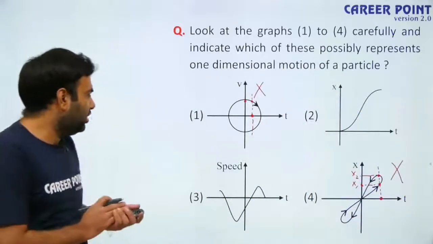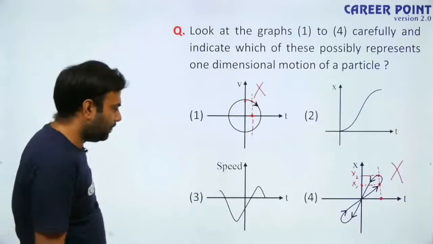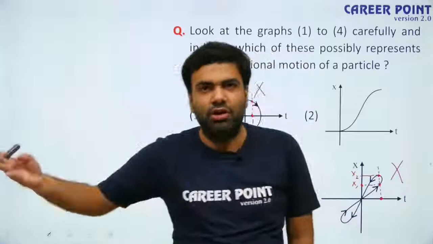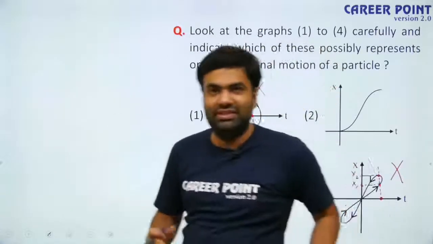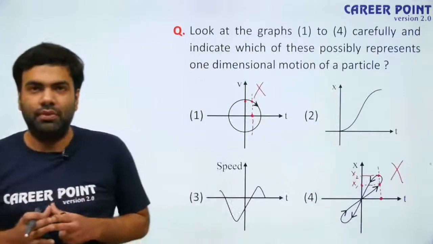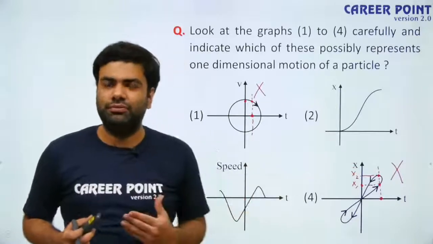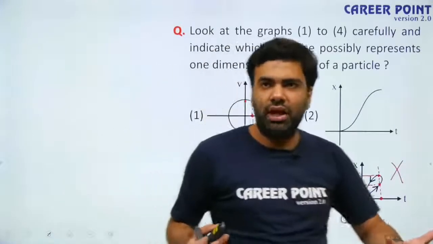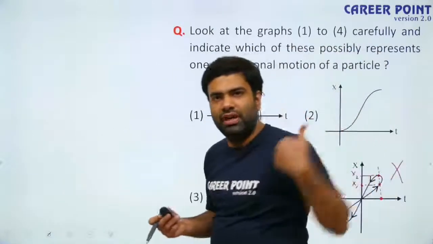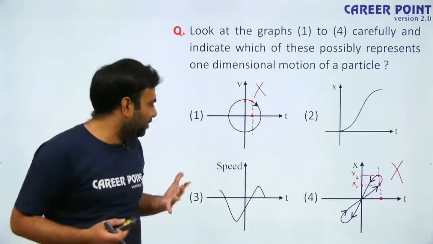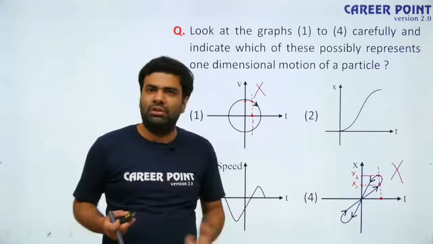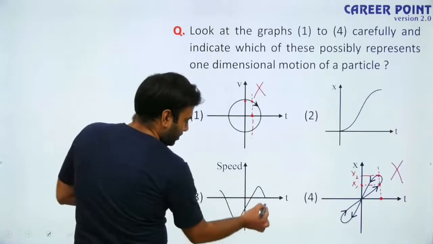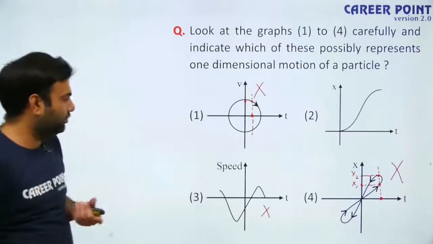Okay. Now look at this graph, the speed versus time graph. What is speed? Distance traveled per unit time. Can distance traveled be negative? No. If I am moving, my distance traveled will be positive, and it should always increase. So the speed cannot be negative. Here, the graph is showing that the speed is negative for this region, so it is incorrect. The third one is also incorrect.